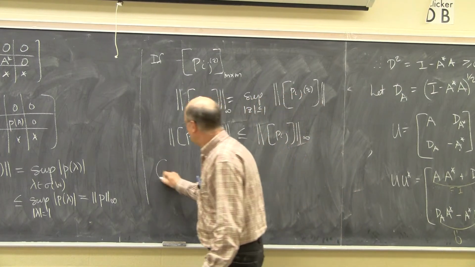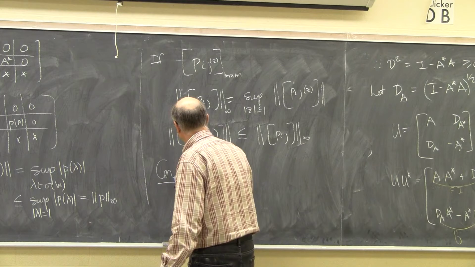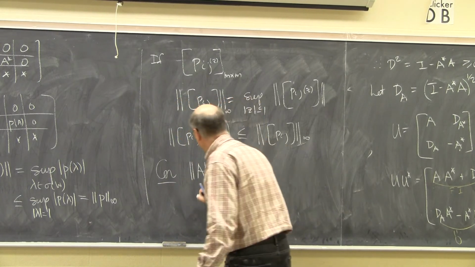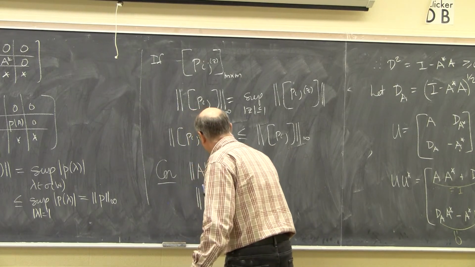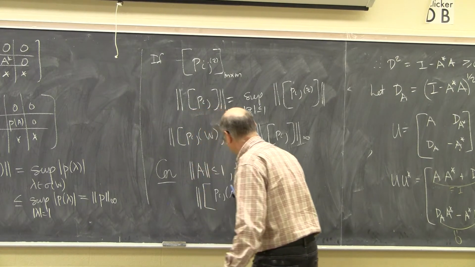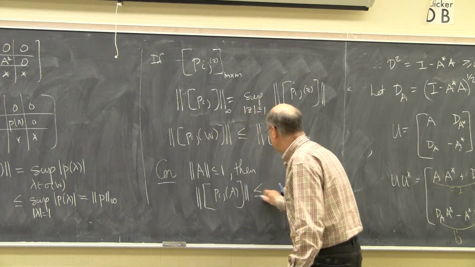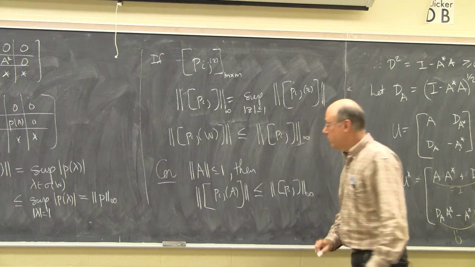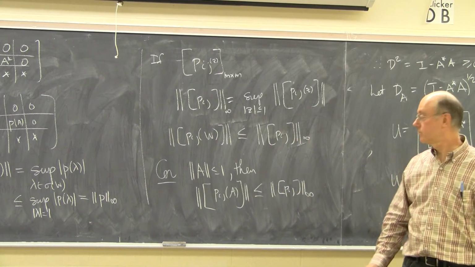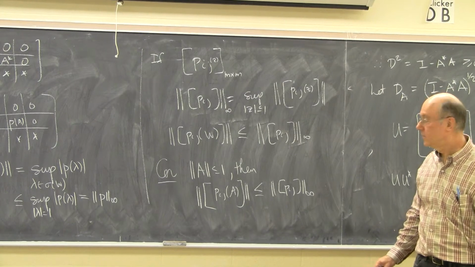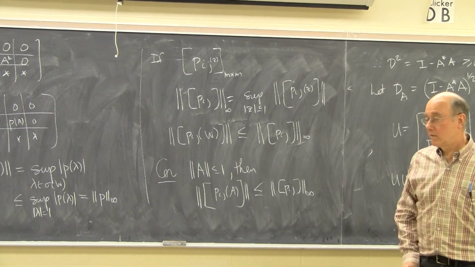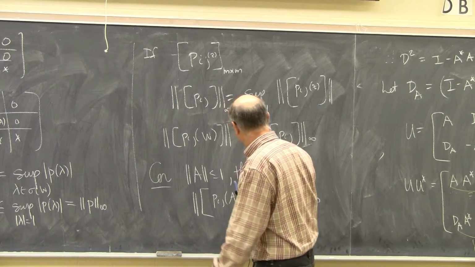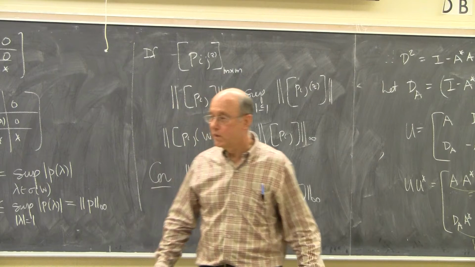And so I get as a corollary, if the norm of A is less than or equal to 1, then when I take the norm of a matrix of polynomials in A, this is less than or equal to the sup norm of this over the unit disk. But it turns out that the converse is true. So that when this inequality is always true, then it's norm 1.